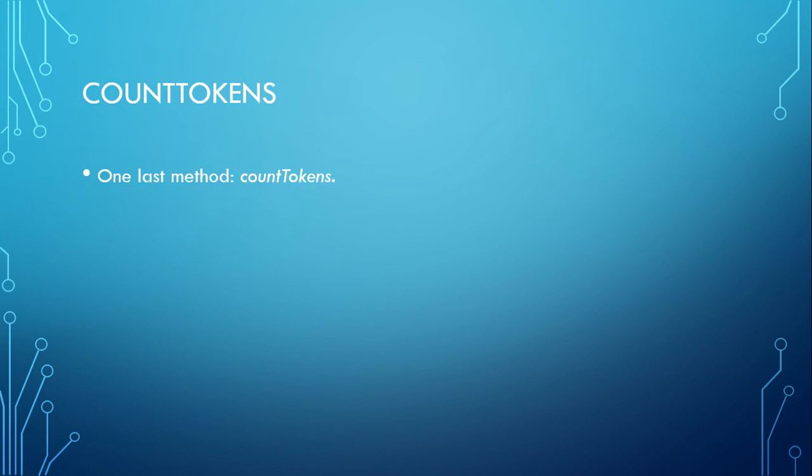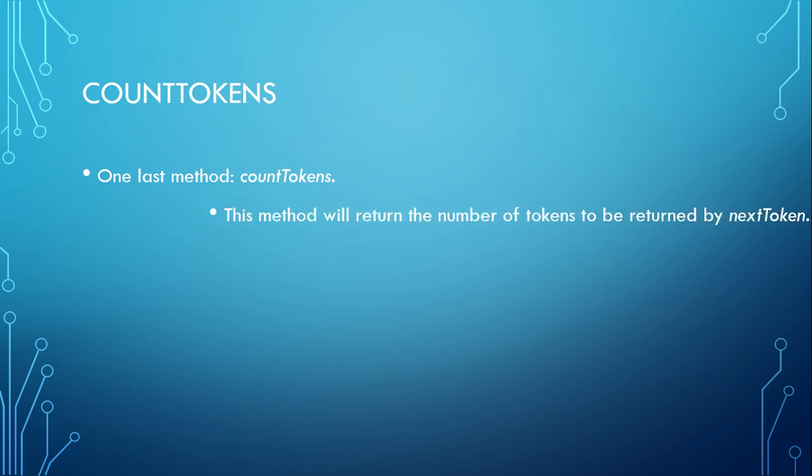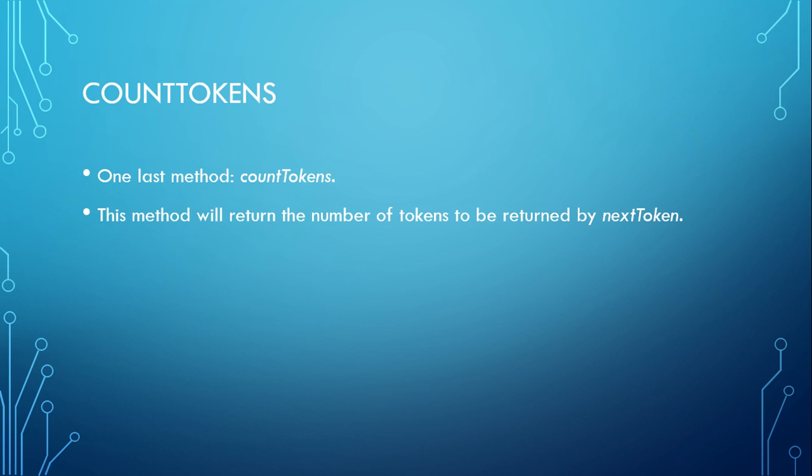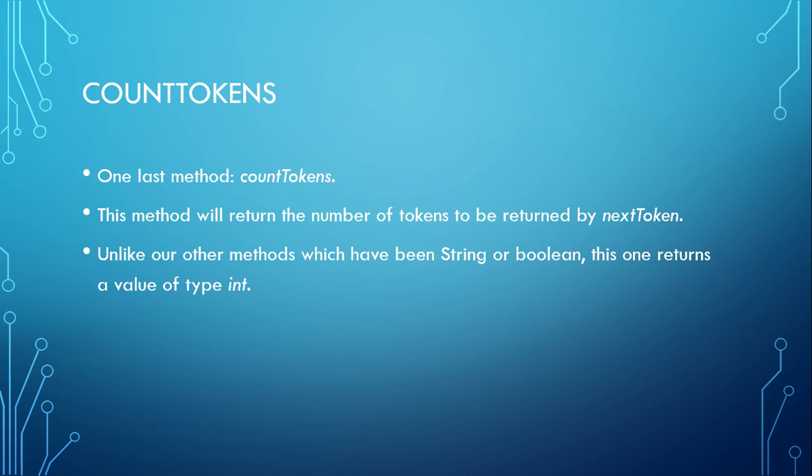All right, countTokens. This is our last tokenizer method. This is good if you want to count the number of words in a string, for example. This method will return the number of tokens to be returned by nextToken. We've looked at things like string.length, which returns the length of the string, which simply tells you how many characters are in a string. But if we want to look at how many words are in a string, this is a good way to do that.